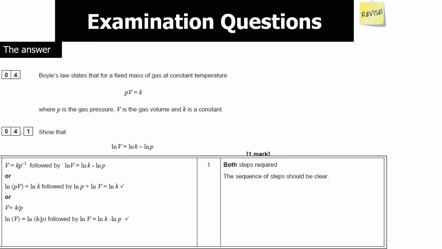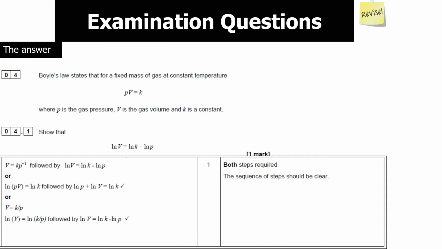At this point, when you want to get rid of the powers, you then add in your natural logs, which we know we need from the information given in the question. So we can therefore say natural log V is therefore going to equal natural log K plus natural log P to the minus 1. Now what happens at that point is the minus 1 will come through to the front, so it becomes log V equals log K minus log P, and you've proven your answer is so.